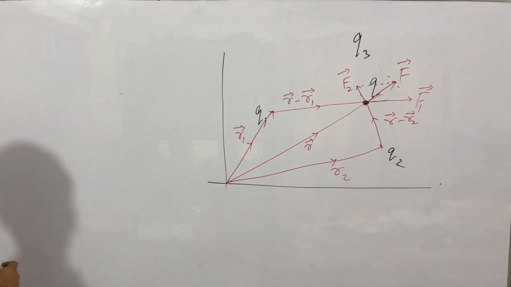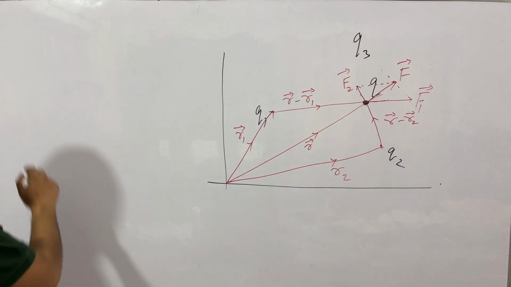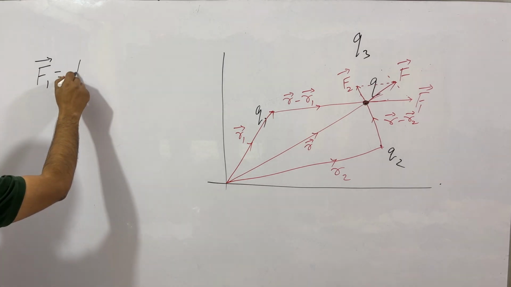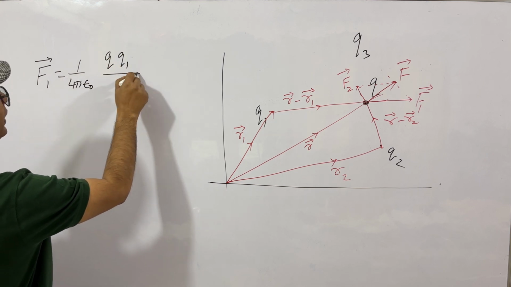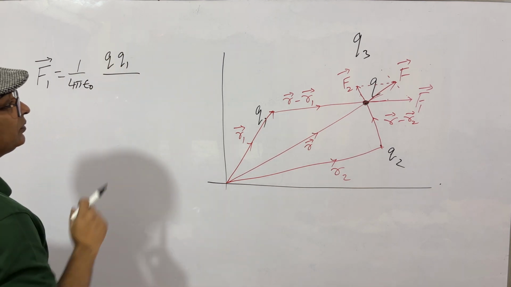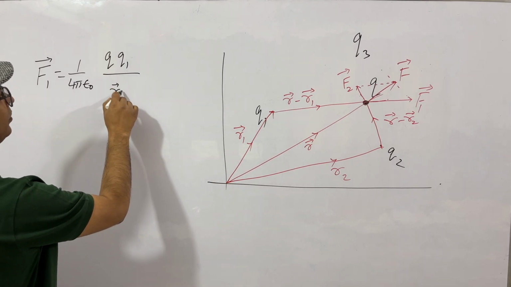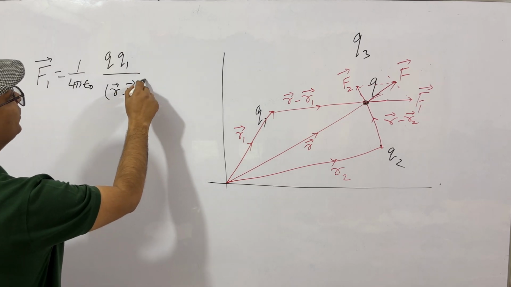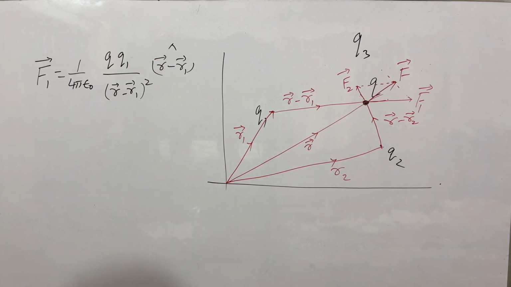Okay. Now we calculate the force, the first force, that is force on point charge Q due to Q1. What will it be? F1 will be 1 by 4 pi epsilon 0, Q into Q1 by R square into R cap, in that direction. So what will be R? R is R minus R1. This is your distance. So what do we do? We take square of this and we take cap of this. That is unit vector along this direction. This is Coulomb's law. What is unit vector?